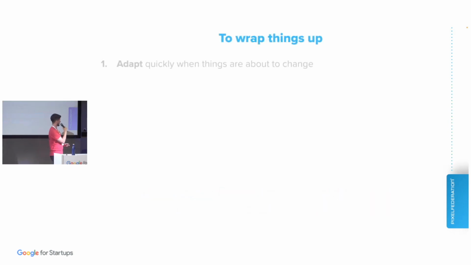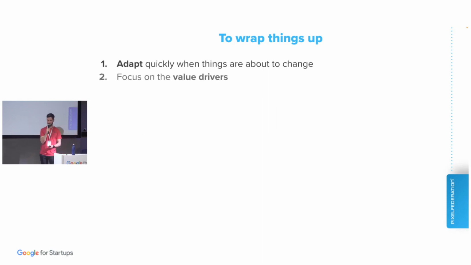So to wrap things up, 4 points. Adapt quickly when things are about to change, and don't get stuck in your ideas or strategy. You need to adapt. That's one of the most important points. Focus on the value drivers. If something's bringing value, use that. Don't waste the opportunity. Get your data right. This is a tricky and important part. You have to make decisions on something, so make the most sense out of the differences between SKAN, conversion value modeling, and all these things.